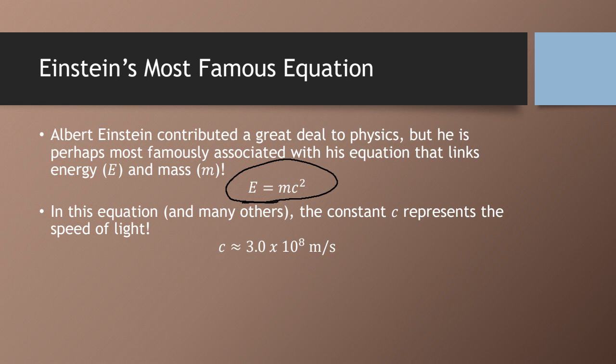In this equation, and in many other equations that you see in physics, the constant c represents the speed of light, 3 times 10 to the 8th meters per second. Now, what Einstein is saying here is that anything that has mass has some amount of energy associated with it. And so we can talk about masses of objects in terms of their energy.